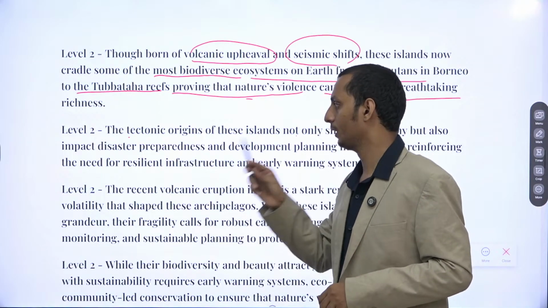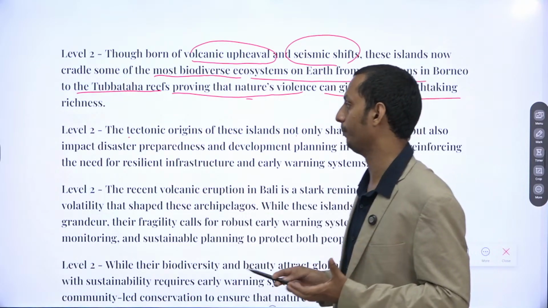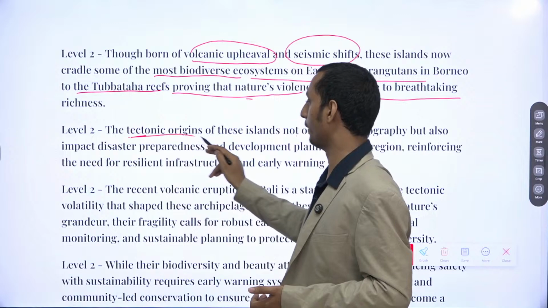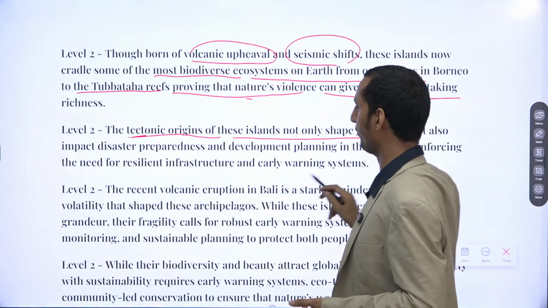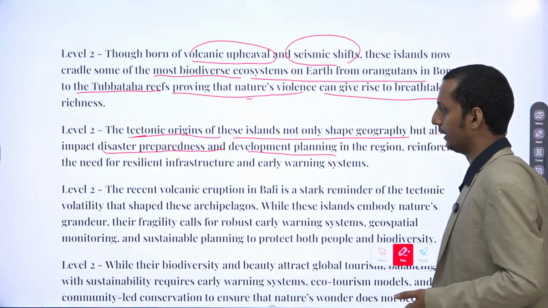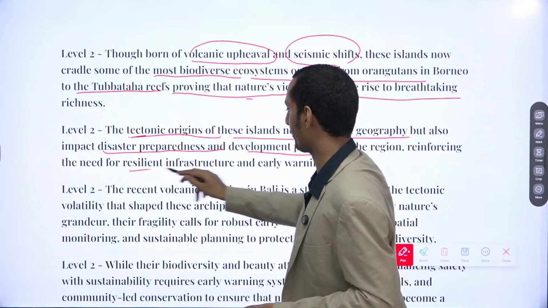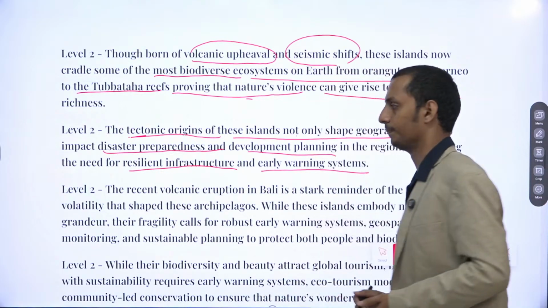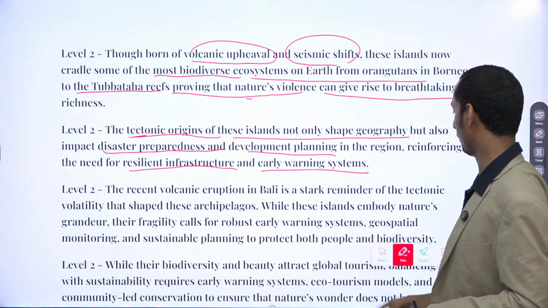Now here you can go for the disaster management model of conclusion. The tectonic origins of these islands not only shape geography but also impact disaster preparedness and development planning in these regions. You need to go for resilient infrastructure and early warning systems. Maybe a level 2 kind of conclusion.